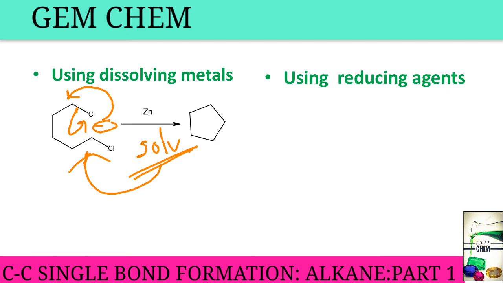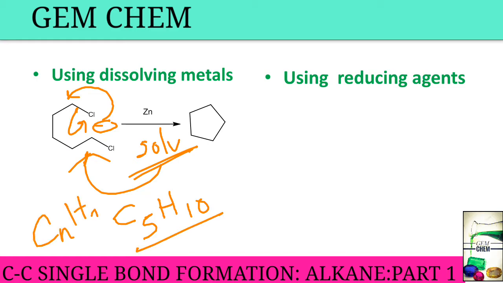So we get a cyclic alkane, that is, a cycloalkane. The formula for this is C5H10, that is, CnH2n. Easy? Because there are 5 carbons, so we also get the chemical formula.